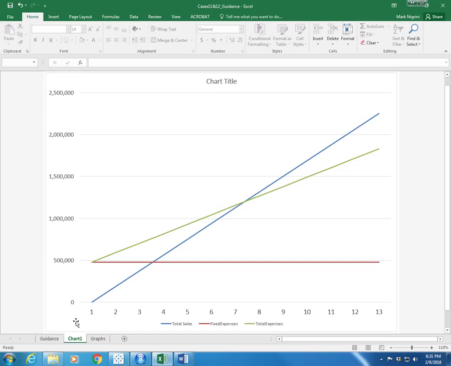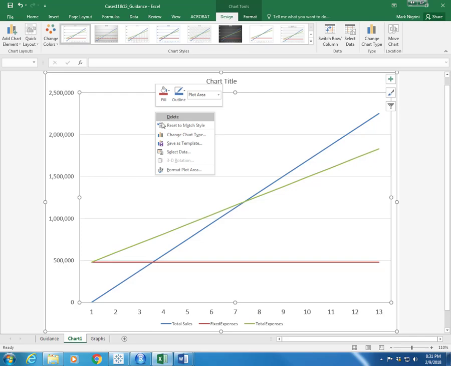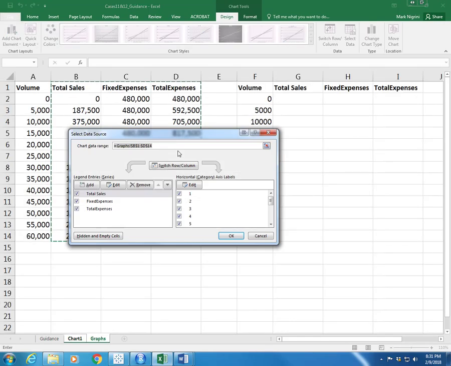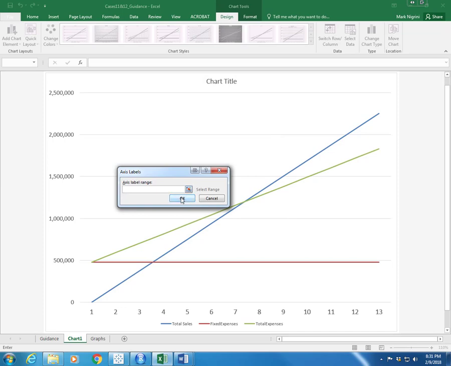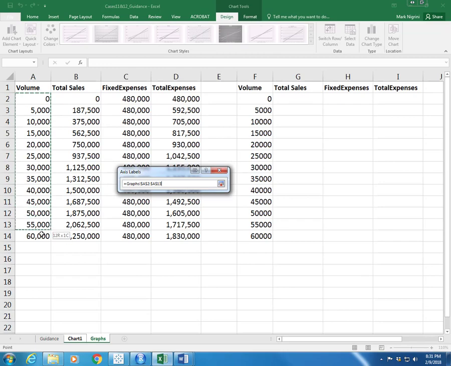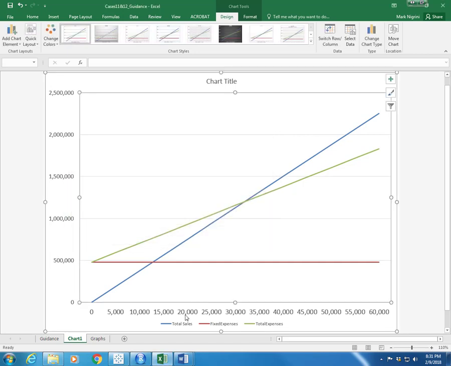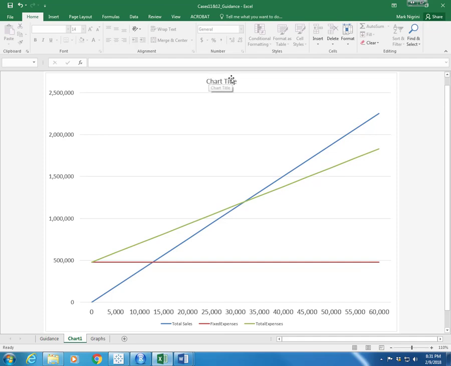Here we go. I need those volume numbers over here, and for that I'm going to go select data. I'm going to go here, and I'm going to highlight that and go OK. And now I have the volume numbers where they should be. So title over here, over there, and we should be good.